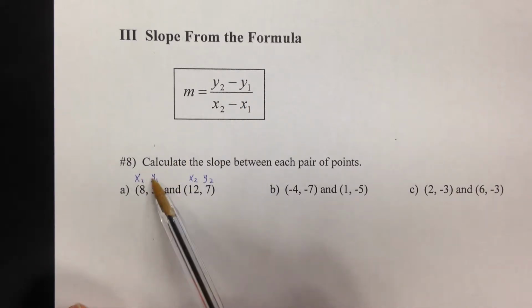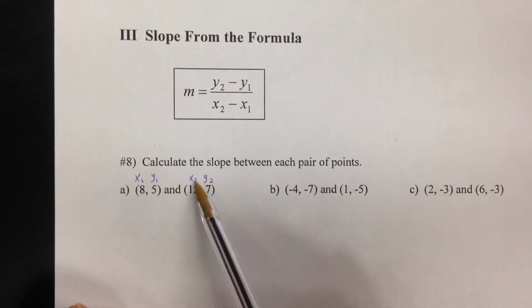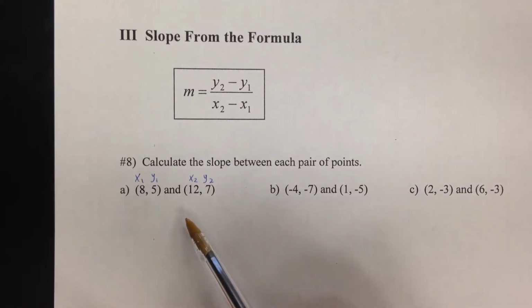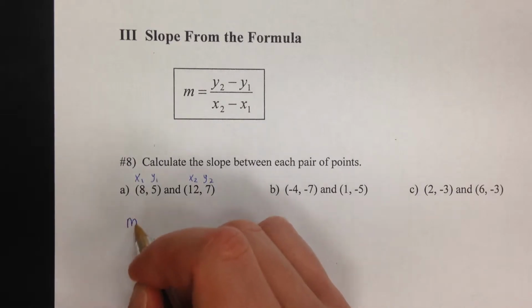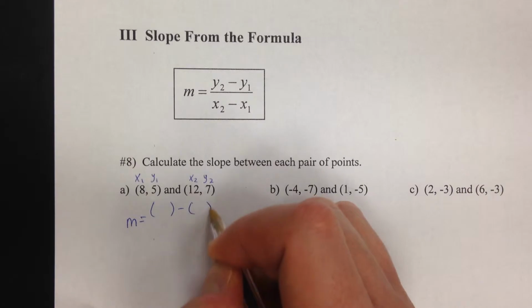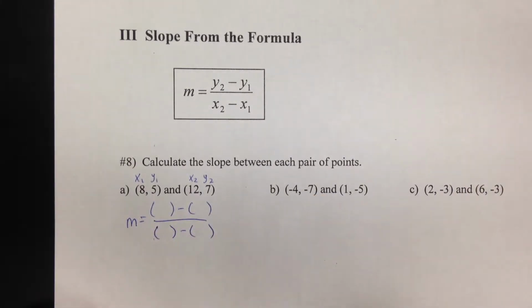x1, y1, that's the first point, x comma y. And this is our second point, x comma y. It doesn't matter which one is x1, y1 and which is x2, y2. When I do the formula, I set up m equals, and I'm going to set 4 parentheses up, 1 for each number that I'm going to substitute.